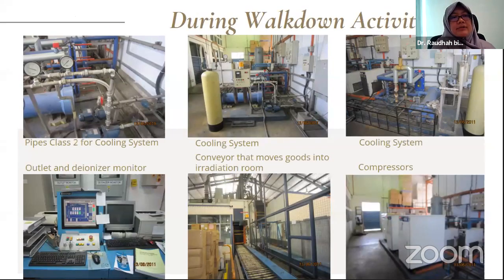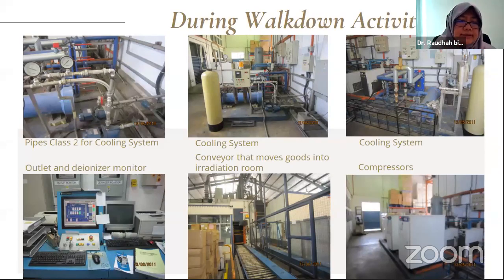All right. So during my walk down in this facility, I took some small pictures, and I'm sharing some of them here with everybody. These are the normal industrial equipment, mechanical parts. These are the pipes, the cooling system here. We have this outlet monitor. This is part of the conveyor belt, where the boxes go through into the irradiation room for the irradiation process, and that will come up on the next slide.